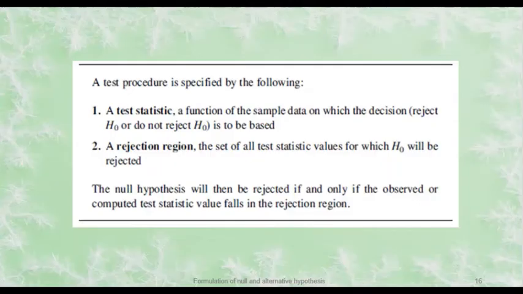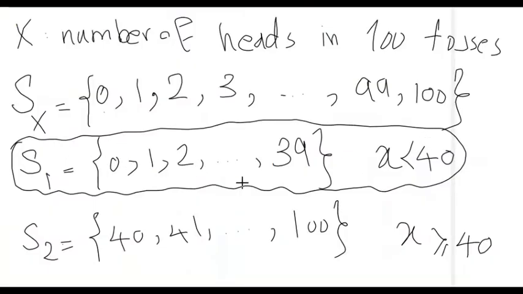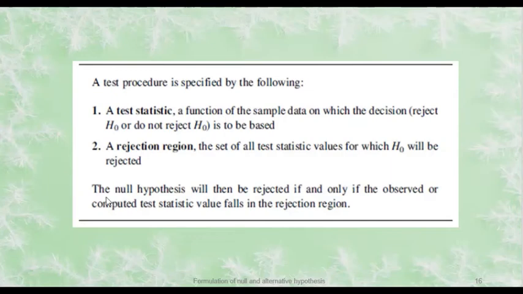Look at this sentence again. It is the set of all test statistic values for which H0 will be rejected. So these are the values for which we have to reject H0. The null hypothesis will then be rejected if and only if the observed or computed test statistic value falls in the rejection region.